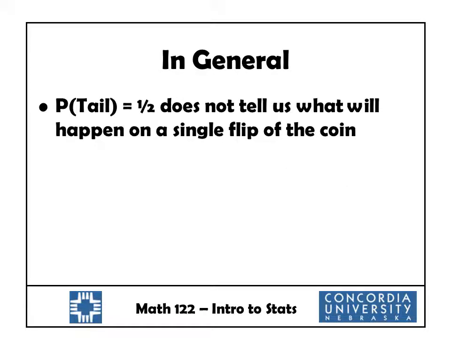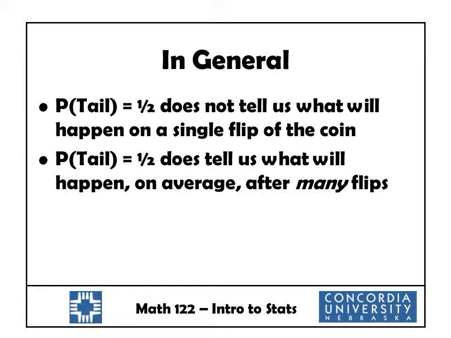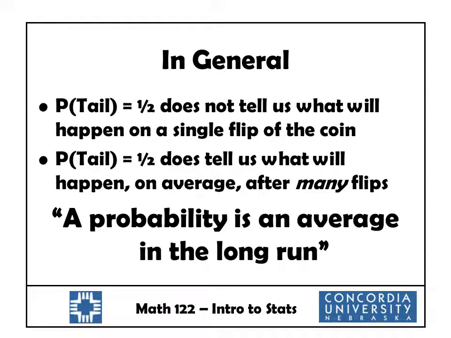So in general, a probability of tail equals 1/2 does not tell us what will happen on a single flip of a coin. Likewise, any probability does not tell us what will happen on one instance of the procedure. It does tell us, however, what will happen on average after many flips. If we flip it many times, take the number of tails divided by the number of flips, it should be approximately 1/2. So here's an important quote to remember: a probability is an average in the long run. Again, a probability doesn't tell us what will happen on any one instance of the procedure. It just tells us what will happen in the long run.